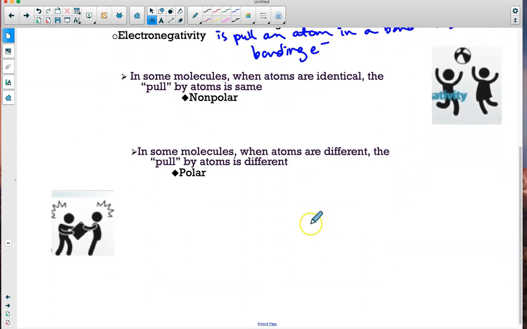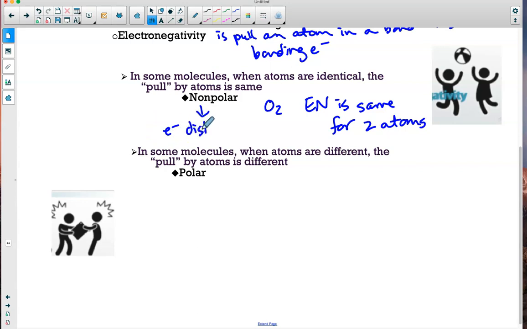So in the case of the O2, where both of the atoms are identical, the electronegativity is the same for the 2 atoms. So in that case, we say that the molecule is nonpolar, or that the electron distribution is equal throughout the molecule, or equal throughout the bond. And again, that's because each of the oxygens are pulling in the same way.